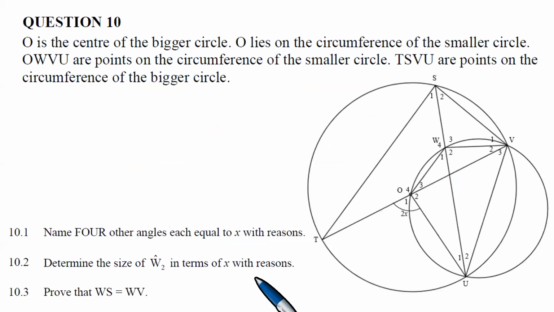Right, here's another geometry question. Very interesting. And we're back to some of the basics of geometry. O is the center of the bigger circle. Now, O lies on the circumference of the smaller circle. O, W, V, U are points on the circumference of the smaller circle. T, S, V, U are points on the circumference of the bigger circle.